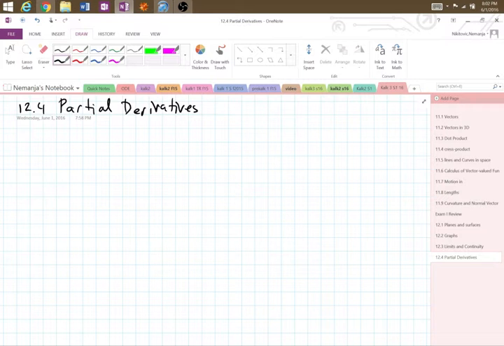And the partial derivative in respect to x and partial derivative in respect to y will reveal derivatives only in the direction of the x-axis or the direction of the y-axis.